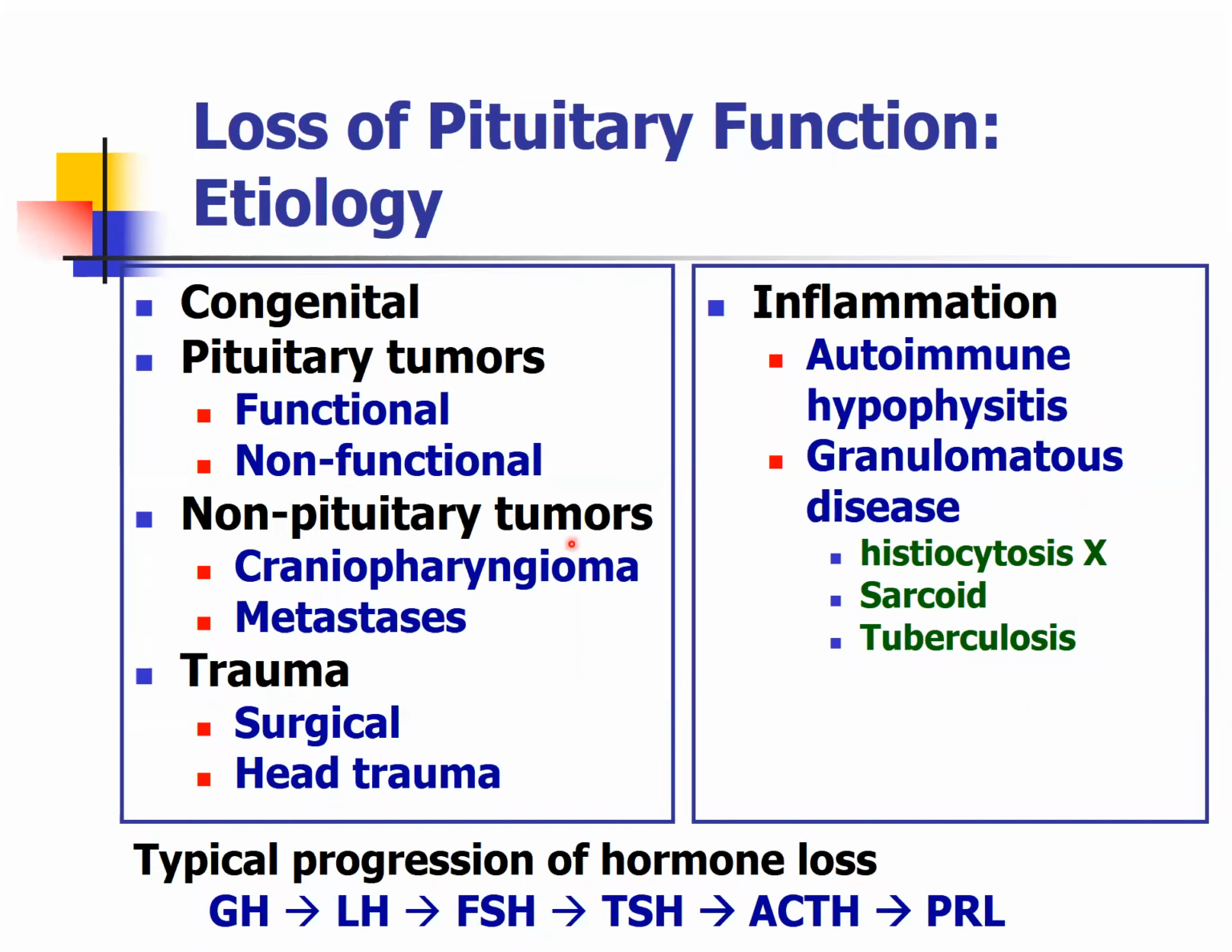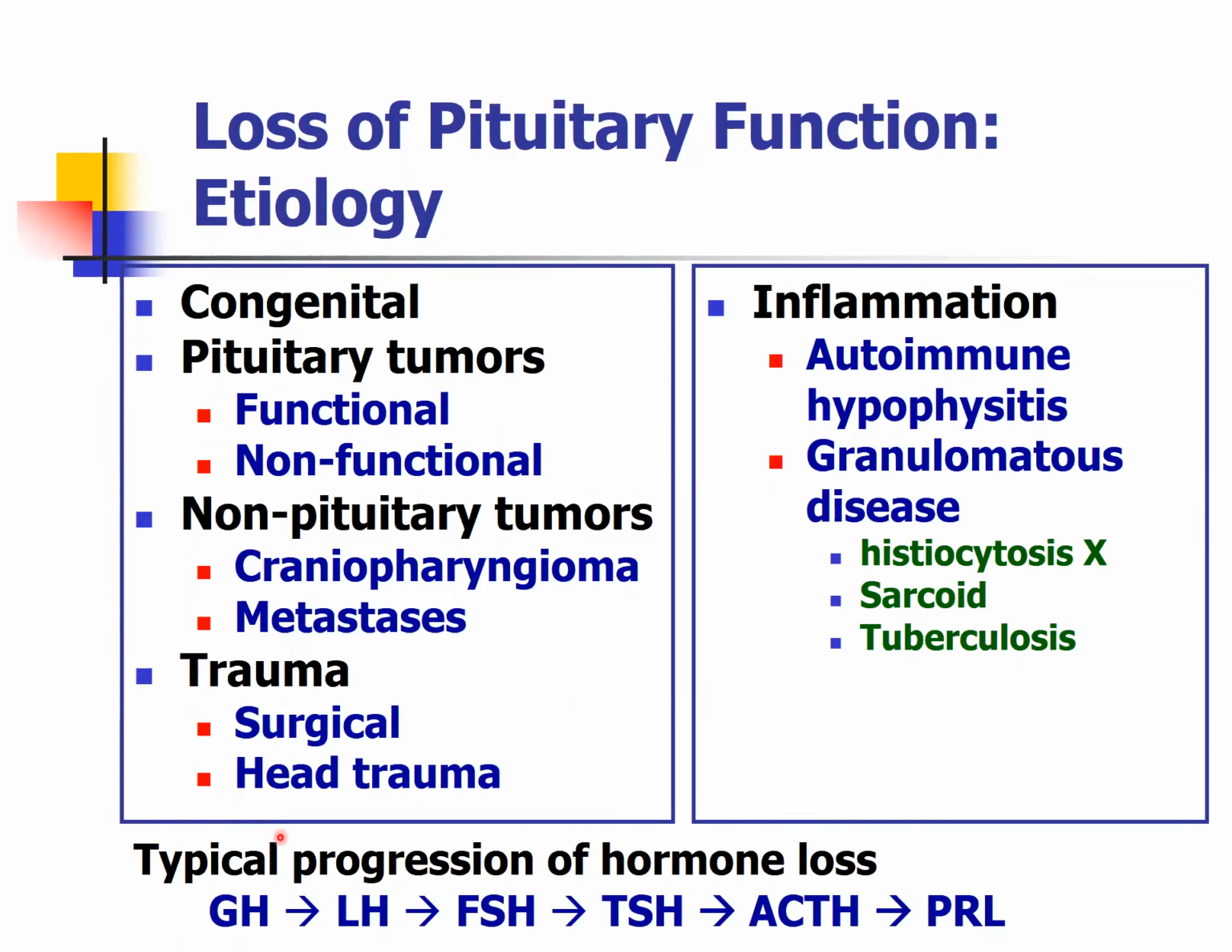Non-pituitary tumors such as craniopharyngioma or metastases, trauma, surgical or head trauma, for example, or inflammatory processes can be autoimmune diseases, some hypophysitis, or granulomatous diseases, histiocytosis, sarcoidosis, or tuberculosis can influence the pituitary gland itself and can cause the hypofunction.